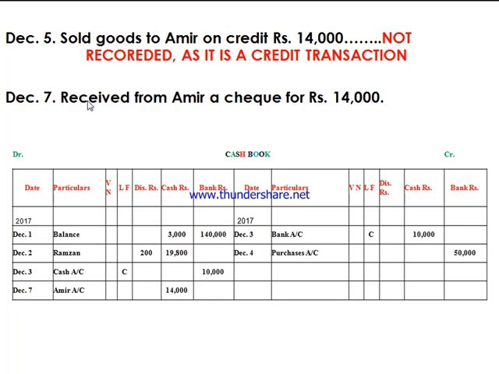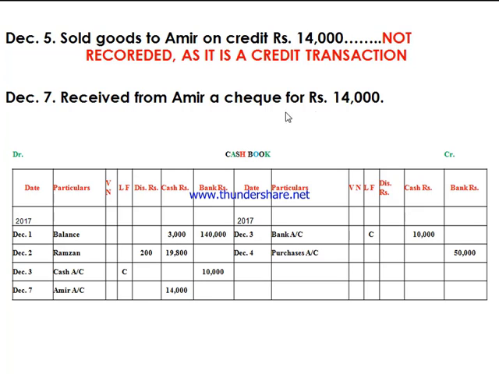Transaction number 7, receipt from Amir, a check for rupees 14,000. We received a check from Mr. Amir of rupees 14,000. You know very well that when we receive a check from a customer or from any party, and that check has not been deposited into the bank on the same day, then we will treat that check in the cash column, or we will consider that check as cash.